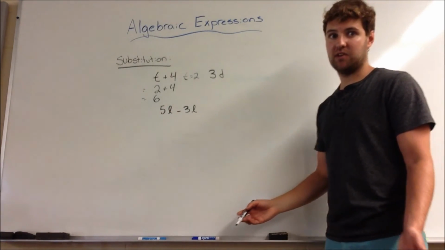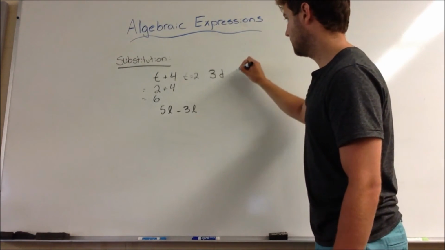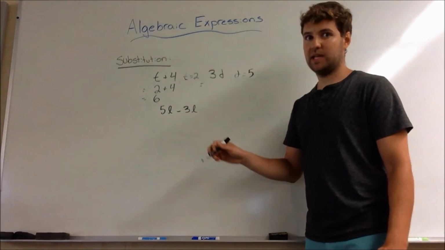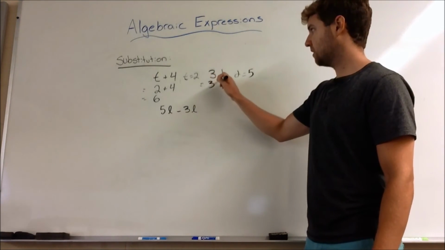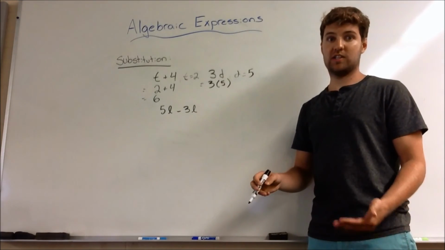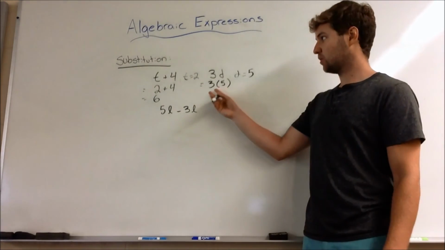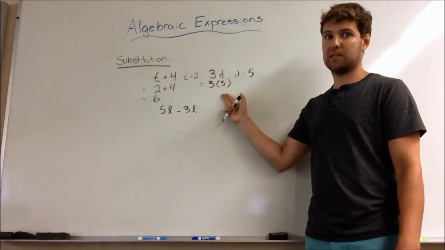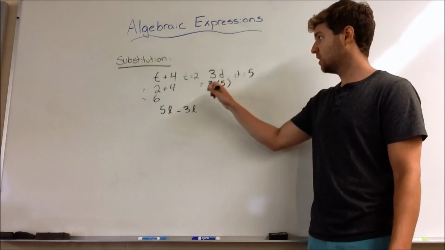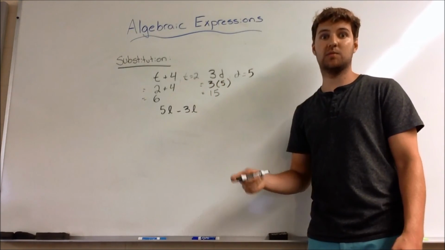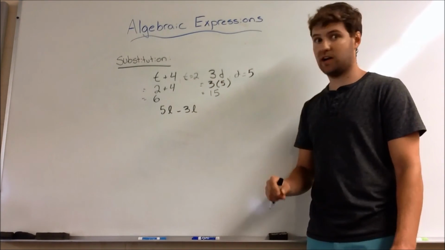Let's do this one. Let's say, for fun, that d equals 5. So this would mean 3 and d is 5. So really this means 3 times 5. And I wrote this like brackets. It's another way we'll see multiplication written. Whenever we have something written side by side in brackets, it means multiplication. So this would equal 15. So 3d is equal to 15 when d is 5.